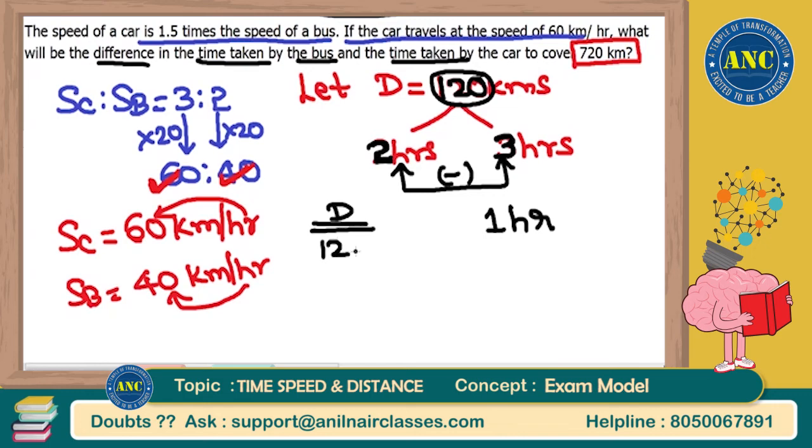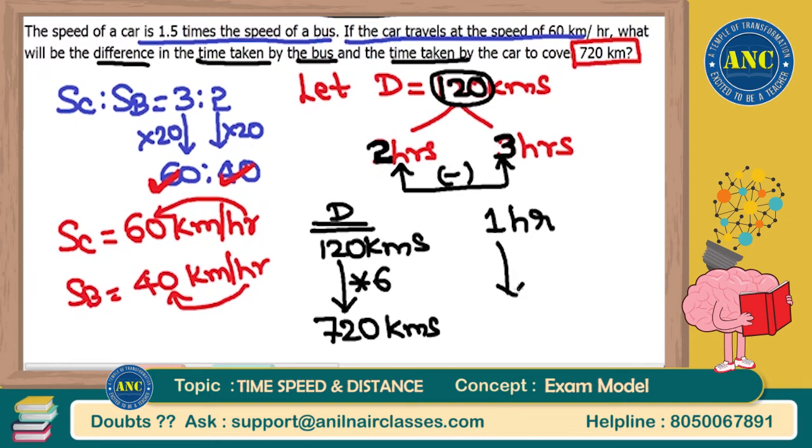According to my assumption, distance is 120. But according to the question, distance is not 120. Distance is 720. 120 into 6 is 720. 1 hour into 6 is 6 hours.